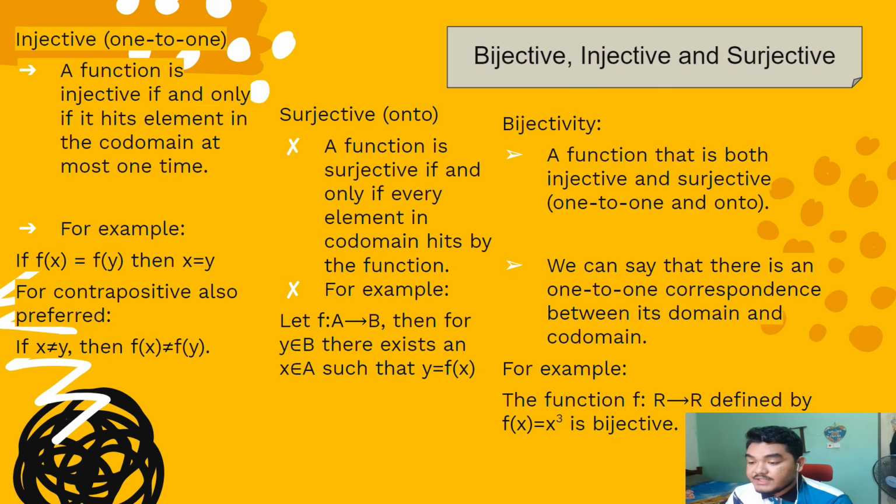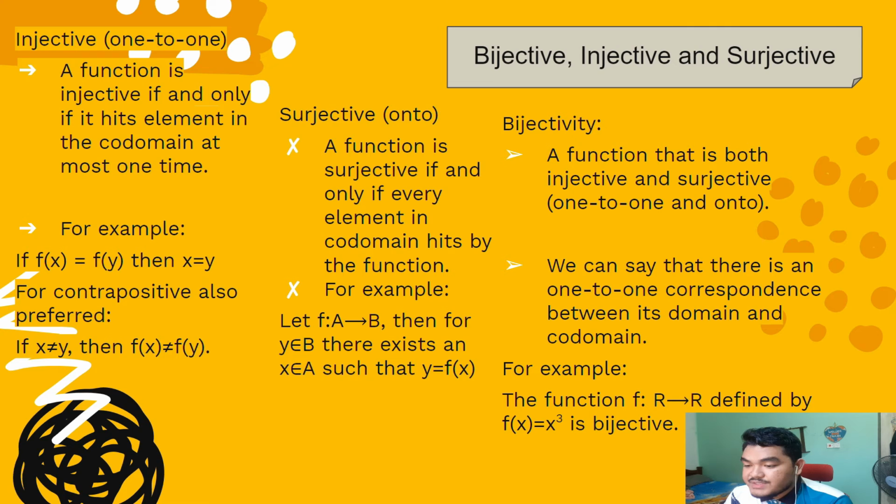Next are bijective, injective, and surjective. Injective: a function where, if and only if, each element in the codomain is hit at most one time. For example, if f(x) equal to f(y), then x equal to y. For the contrapositive, we can also say: if x is not equal to y, then f(x) is not equal to f(y).